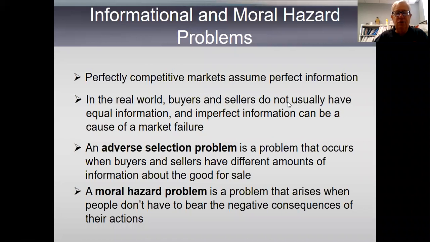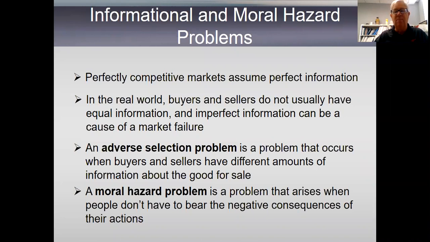Now that leads us to two new terms that I want you guys to learn. The first one is called adverse selection. So let's think about that information between buyers and sellers. Adverse selection is a problem that occurs when the buyers and the sellers have different amounts of information about the good for sale.